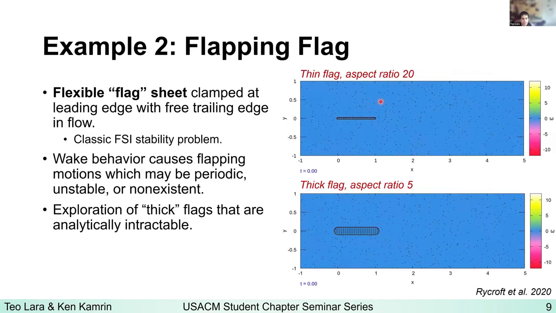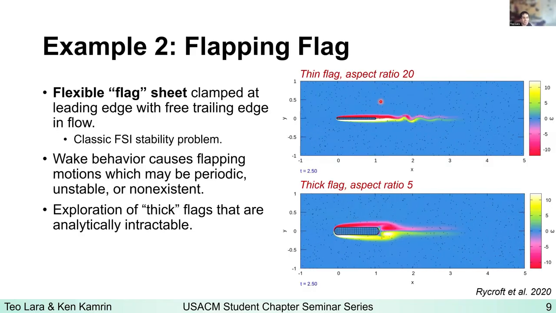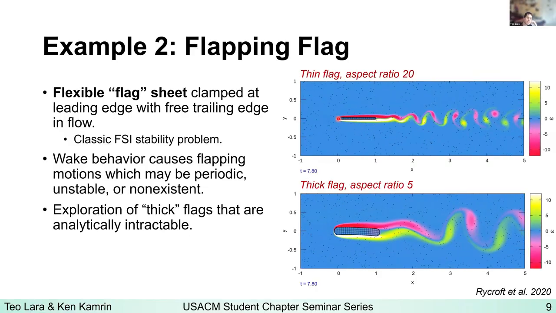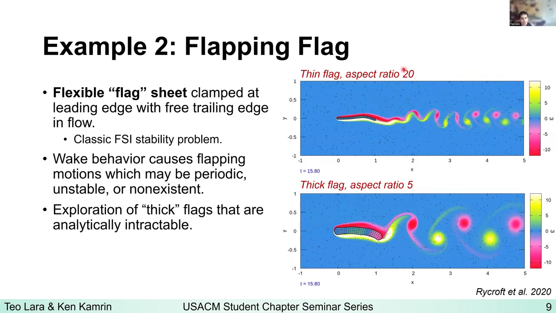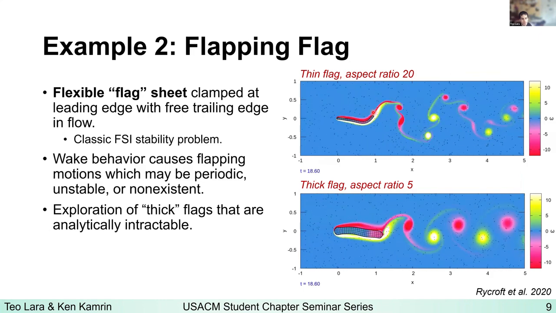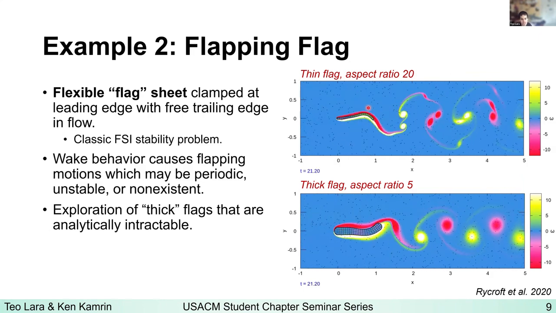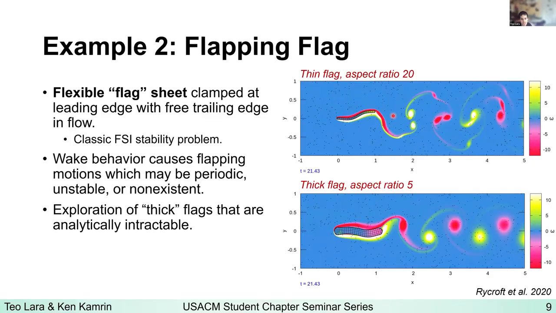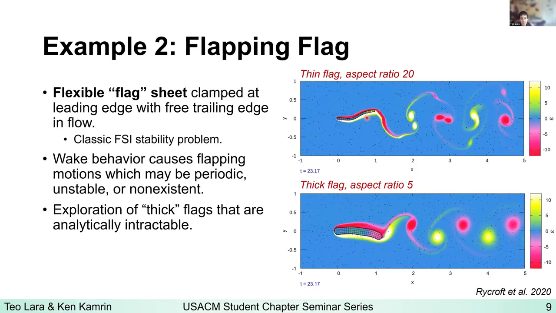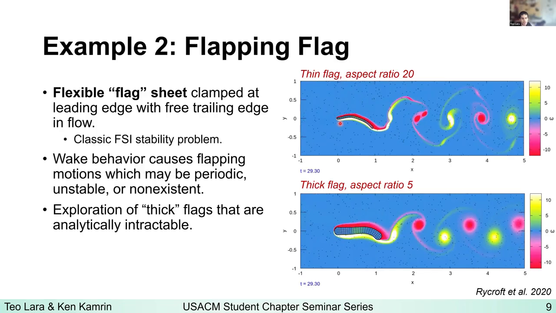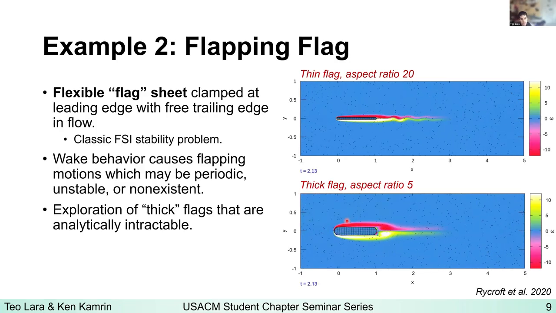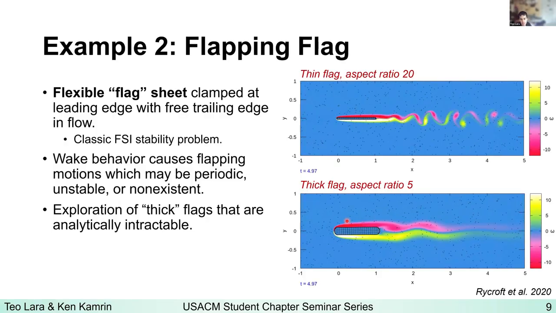Then a more fun example are these flapping flags. These are pretty cool. There is a little flag, if you will, with one end fixed in space, the other end free to oscillate. These are placed in a constant horizontal flow. The wake behavior of these flags causes either flapping motion, unstable motion, or non-existent motion in some cases. The thin flag is something you can resolve more or less analytically, but this thick flag, where the actual elastic properties of the flag matter and are a lot more relevant, are harder to approach analytically.